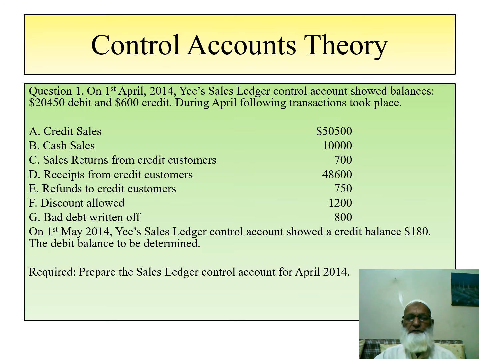On 1st May 2014, Yee's sales ledger control account showed a credit balance of $180. This is also given, and the debit balance is to be determined. We'll work it out. The requirement is to prepare a sales ledger control account for April 2014. So we go to the next slide for the solution.